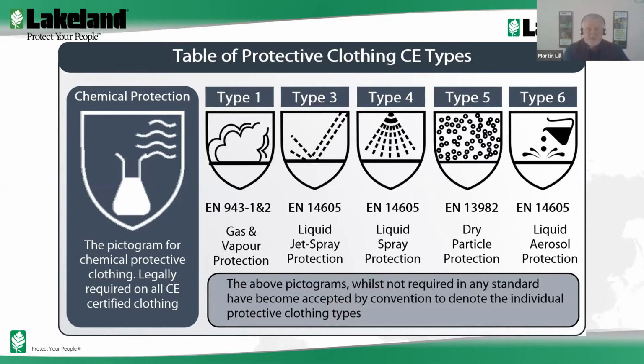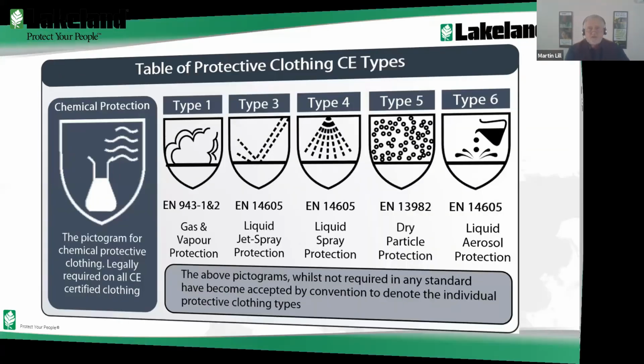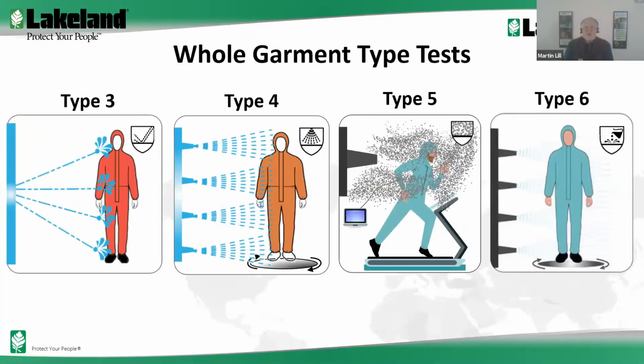So you've got 5 types of chemical protection, and the whole garment test is part of the testing during certification of these products, this protective clothing. And if you like, the final stage of certification and testing for these products is what is called the whole garment type test. And these are all of the same general format.